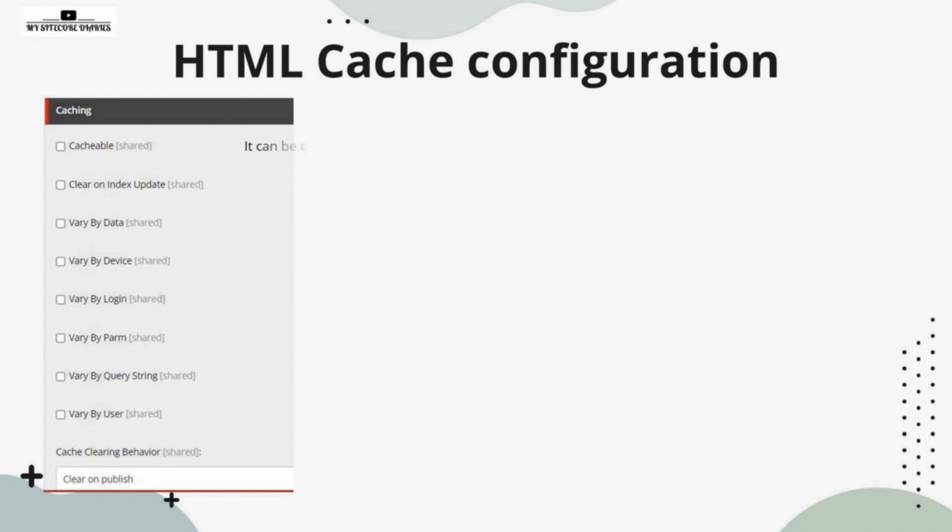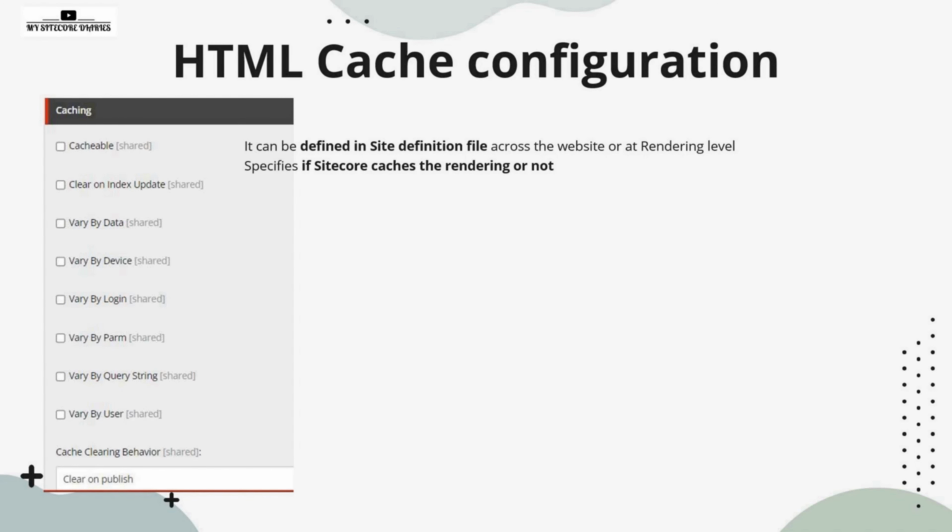The first checkbox which is available is Cacheable. It can be defined in the site definition file across the website, or at a rendering level. If you apply it at the site definition, it will be across the website. But at the same time, it can be done at the rendering level also. So if you have, say, a hero banner component which you want to cache, then you can select this Cacheable checkbox, and these are all shared fields, so it will be done for all the languages. This specifies whether Sitecore caches the rendering or not.